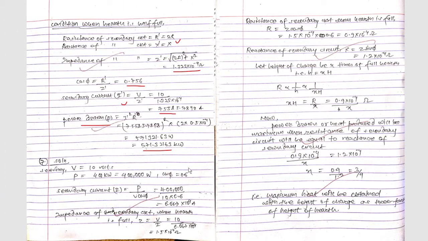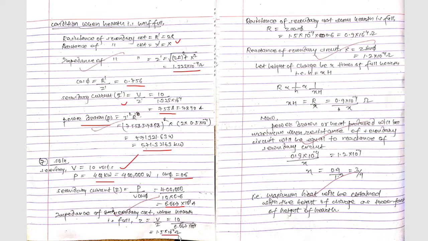So here we can see the value of V is given as 10 volt, similarly P is given as 400 kilowatt and power factor is given as 0.6, and secondary current will be P upon V cos phi. So we'll get here 6667 into 10 to the power 4 ampere, and impedance of secondary circuit when hearth is full will be Z equals V upon I. So we'll get 1.5 into 10 to the power minus 4 ohm on substituting value of V and I.